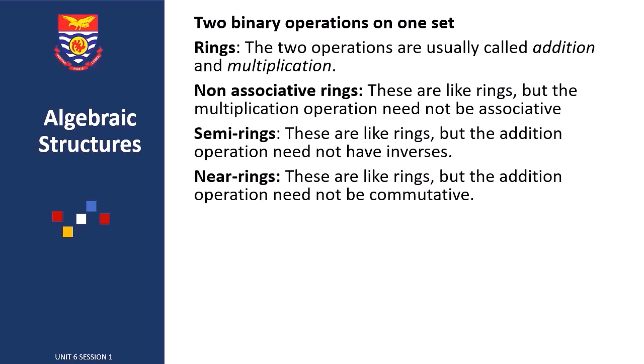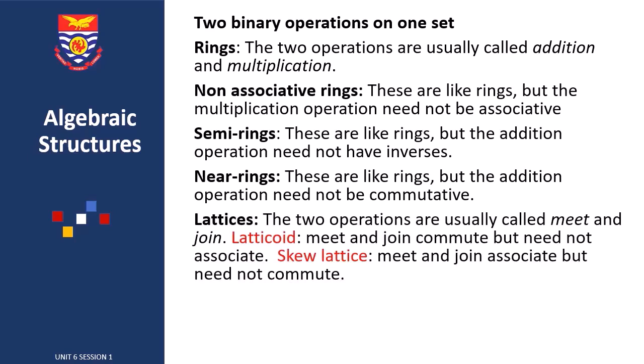Then we have near rings, something very close. These are like rings, but the addition operation need not be commutative. So commutativity is not defined under near rings. Lattices: the two operations are usually called meet and join. We have the laticoid, where meet and join commute, that is, commutativity is defined but they need not associate. Once commutativity is defined and associativity is not defined, then we say laticoid.